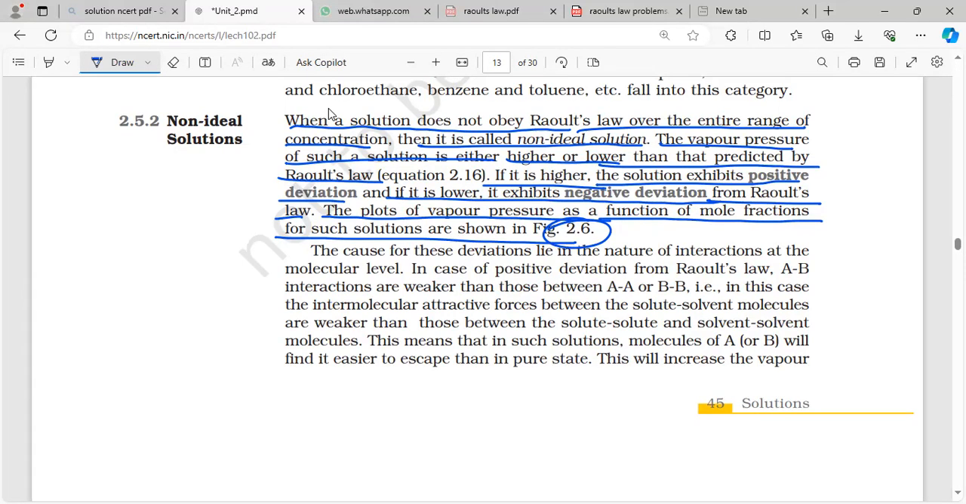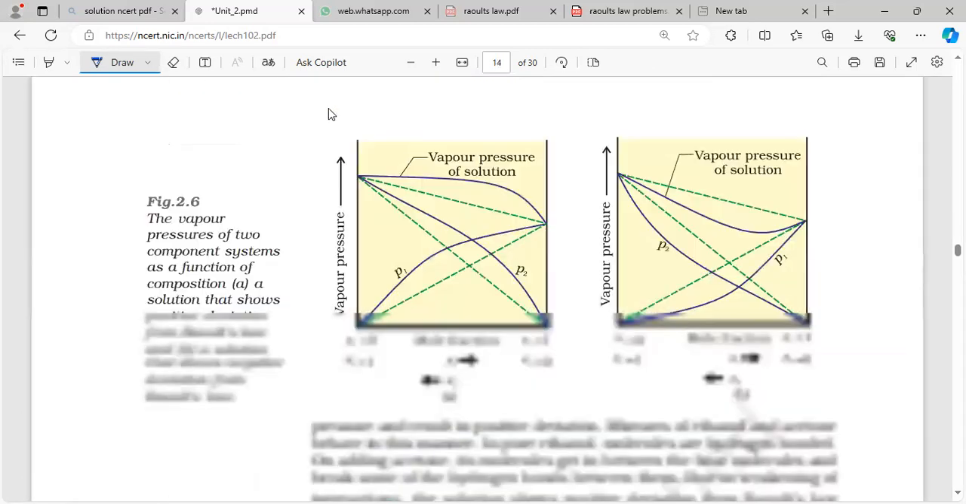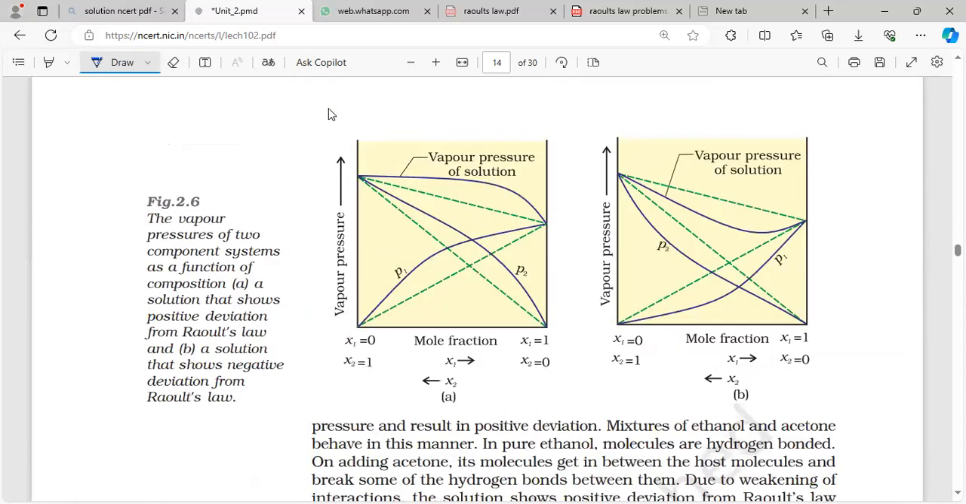Okay, so 2.6, we can see here the first one. Here is the positive deviation. The first one is what they are talking about, a solution showing positive deviation. The dotted one is the ideal case.